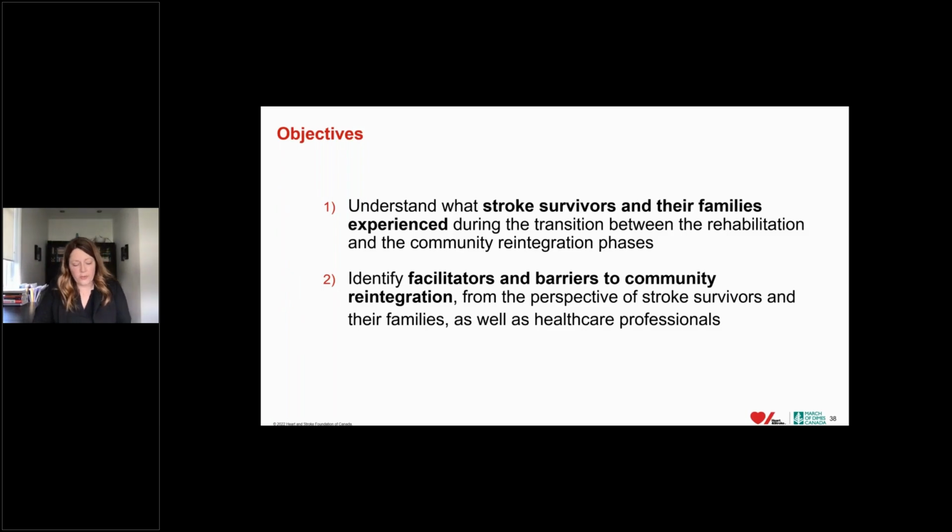So in order to review and improve the trajectory of care for people who have experienced stroke in the Eastern Township region of Quebec, my research team and I conducted a project in partnership with decision makers and policymakers to understand what stroke survivors and their families experienced during the transition between the rehabilitation and community reintegration phases. Our second objective was to identify facilitators and barriers to community reintegration from the perspective of both stroke survivors and their families, as well as healthcare providers, with a focus on the organizational perspective. So what can we learn from their experience that would help us design better service delivery models and improve quality of care? To do so, we used a very interesting study design.